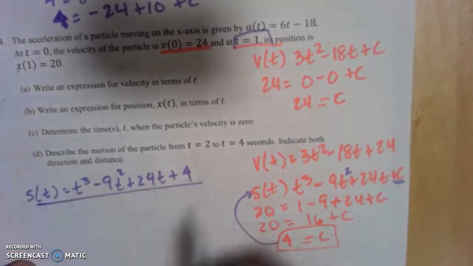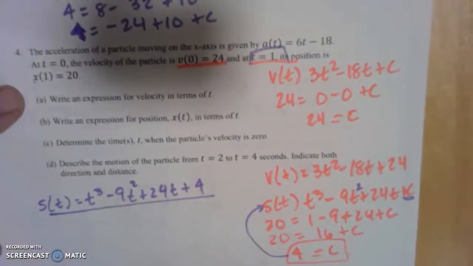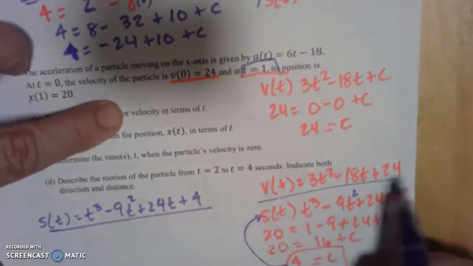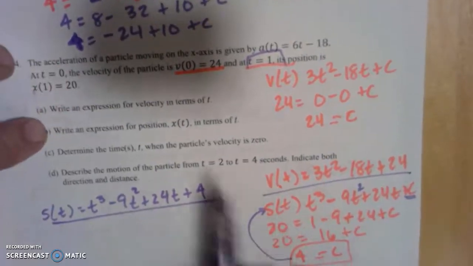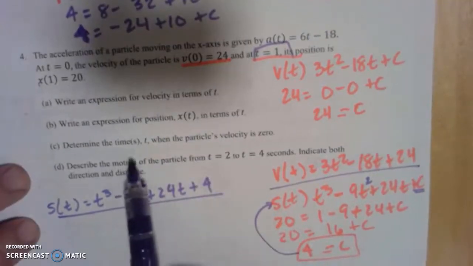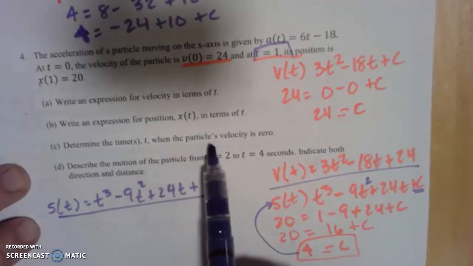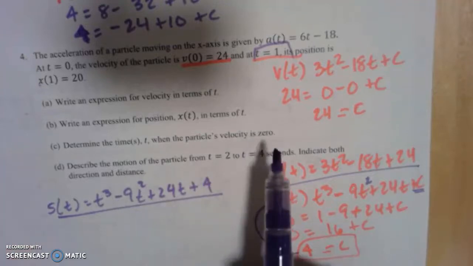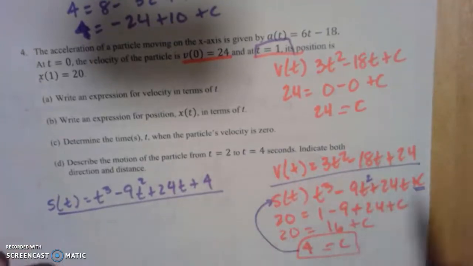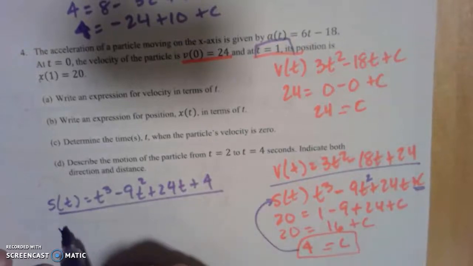So this is my equation. Now the question says, write an expression for velocity in terms of t. Here's velocity in terms of t. Write an expression for x or s in terms of t. Here it is right here. Determine the times of t when the particle's velocity is 0. So when the velocity is 0, we actually have to set v of t equal to 0.